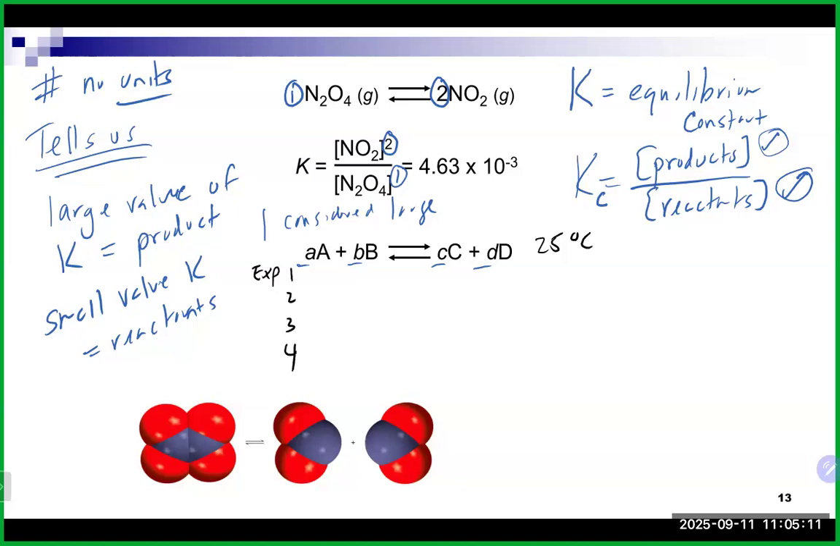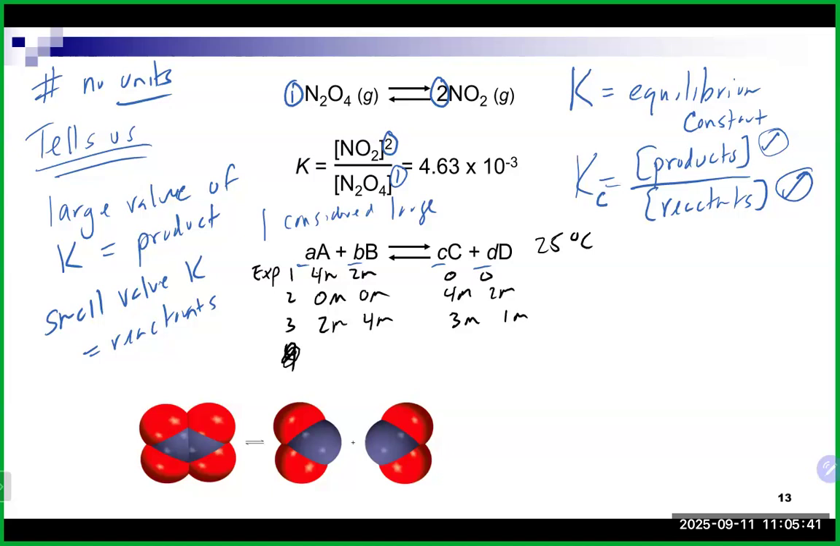And let's just say in experiment 1, we started with all reactants and no products, right? Even if you started in experiment 2 with no reactants, all products, right? Maybe in experiment 3, you had a little bit of everybody involved there, right? And so forth. So we'll just go to 4.